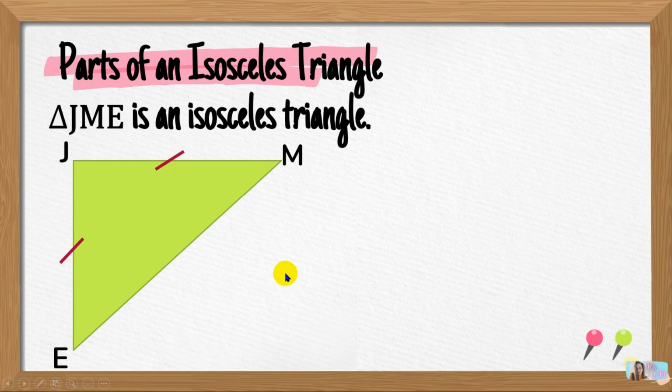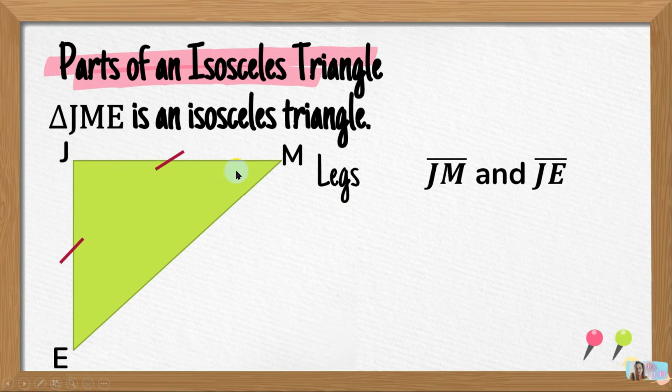Okay. Next, another triangle. We have here triangle JME. Again, this is an isosceles triangle. Which among the parts of this isosceles triangle are known to be the legs? The two congruent sides are side JM and side JE, or MJ, EJ. Now, the included angle of these legs is known to be the vertical angle. So, alin ngayon ang vertical angle natin? Walang iba kundi ang angle J.